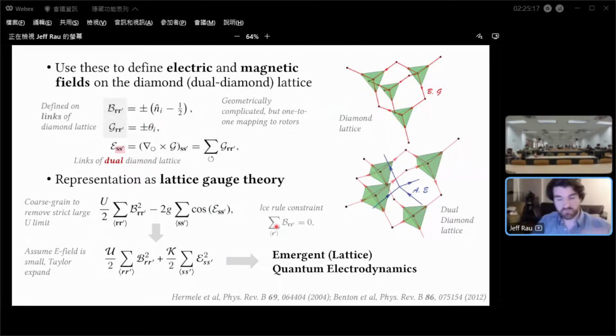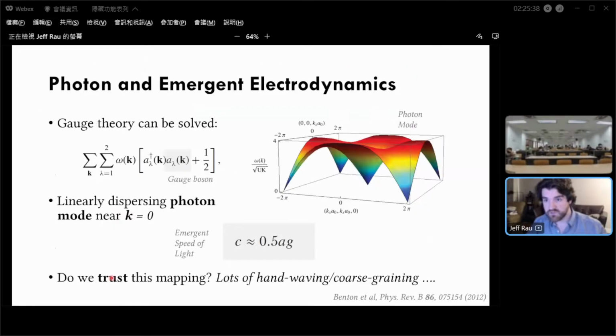Okay, so by taking this spin model, mapping it to a rotor model, and then renaming these rotor model variables in a creative way, and then doing some kind of coarse graining, we can map this thing to what looks like a lattice version of electrodynamics. Okay, and this lattice gauge theory here, thankfully, is tractable. Lattice gauge theories are just quadratic in their variables. So once you introduce the appropriate gauge bosons, you can just diagonalize them, right?